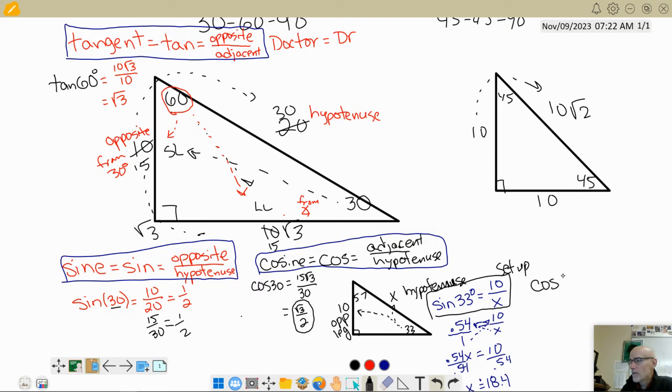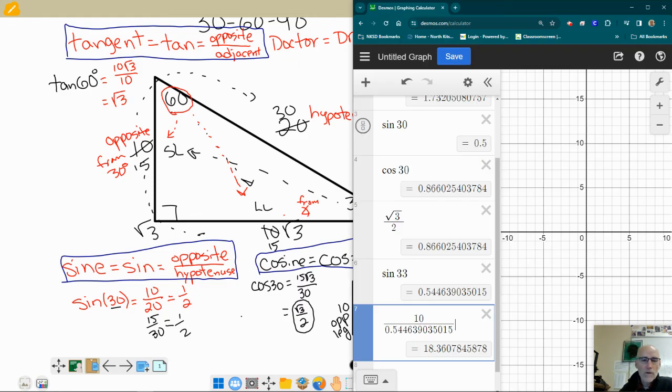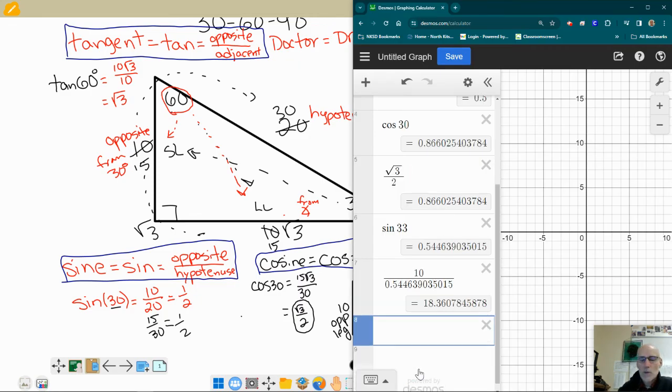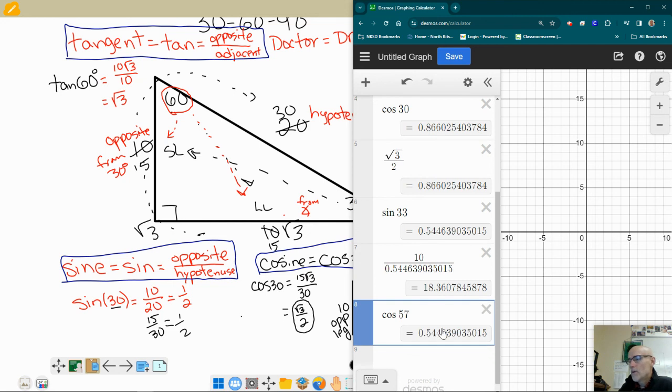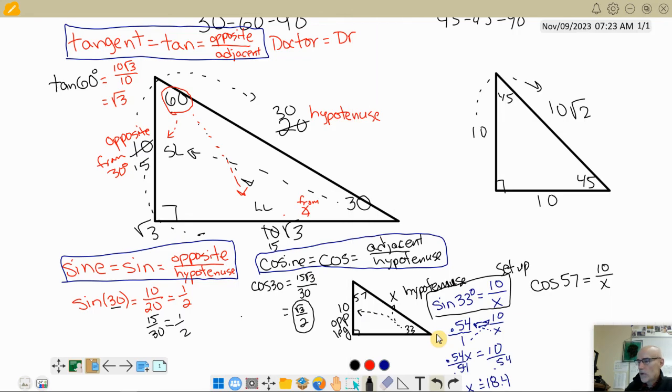If I use the cosine function, I get 57. I want to focus on the 57-degree angle because this is the adjacent leg. This is the hypotenuse for the 57-degree angle. So I'm going to say 10 all over x. And then let's go back over to Desmos, and I'm going to do the cosine of 57 degrees. And do you notice it's the same as the sine of 33 degrees? So I'm right back to the same ratio, that 0.54 business. 0.54 equals 10 over x.